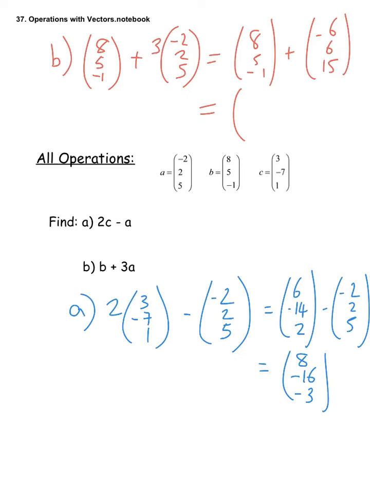So our final answer, we get 8 add negative 6 is 2, 5 add 6 is 11, and negative 1 add on 15 is 14. So there we have it, there's our final answer there.